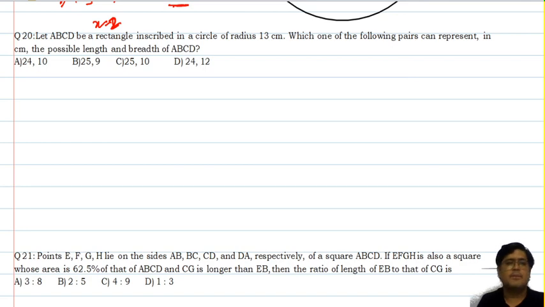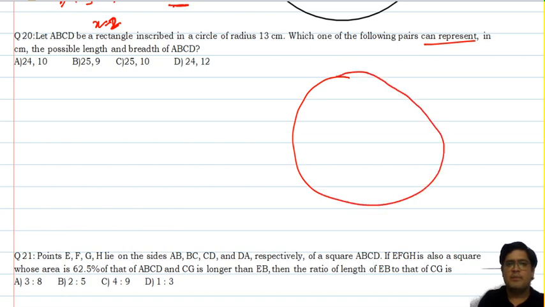Let us try another problem. Let ABCD be a rectangle inscribed in a circle of radius 13 centimeters. Which one of the following pairs can represent in centimeters possible length and breadth of ABCD? Looks like a fairly simple problem.